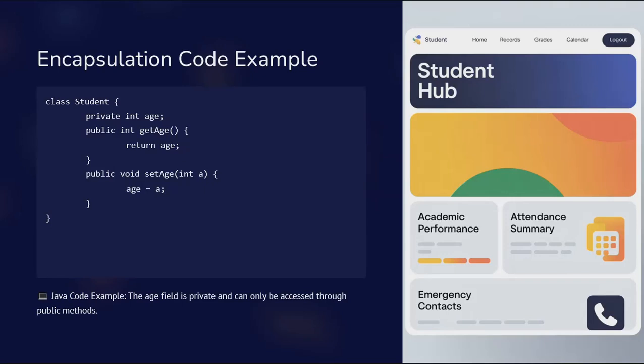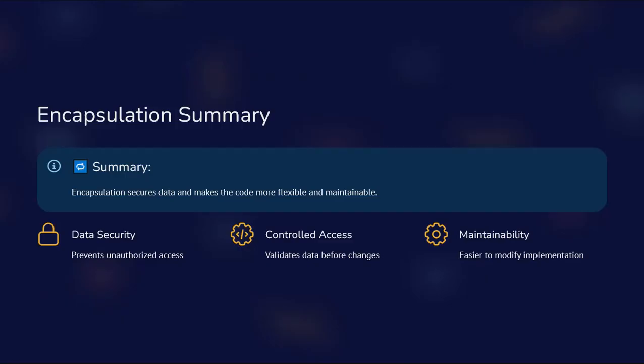Here is one example. Student is a class. So here is one private variable age and one public method getAge. It will only return the age variable. Now the public void setAge method actually sets the value of age using the variable a given as a parameter. So this age field is private and can only be accessed through the public methods, right? So the summary is, encapsulation secures data and makes the code more flexible and maintainable.